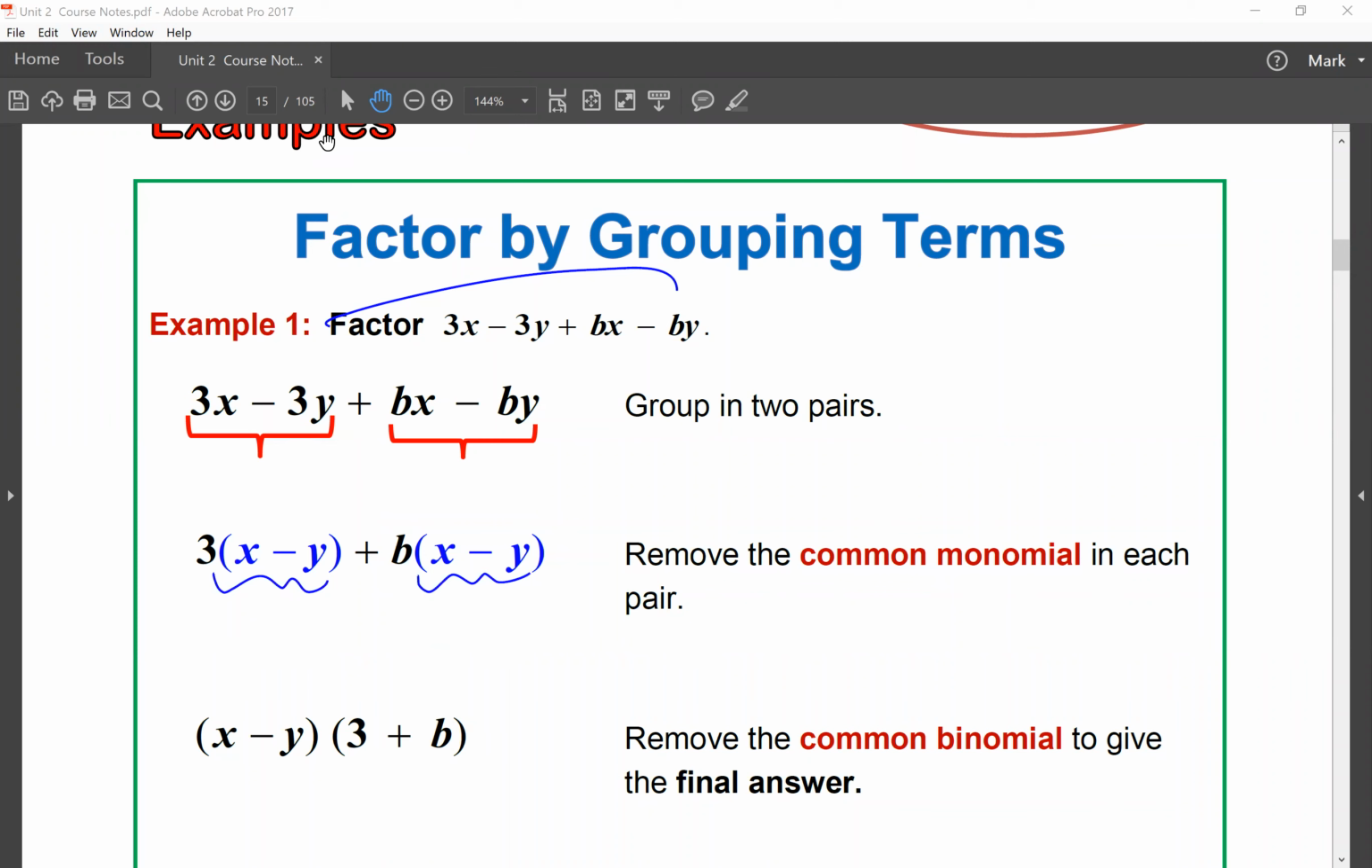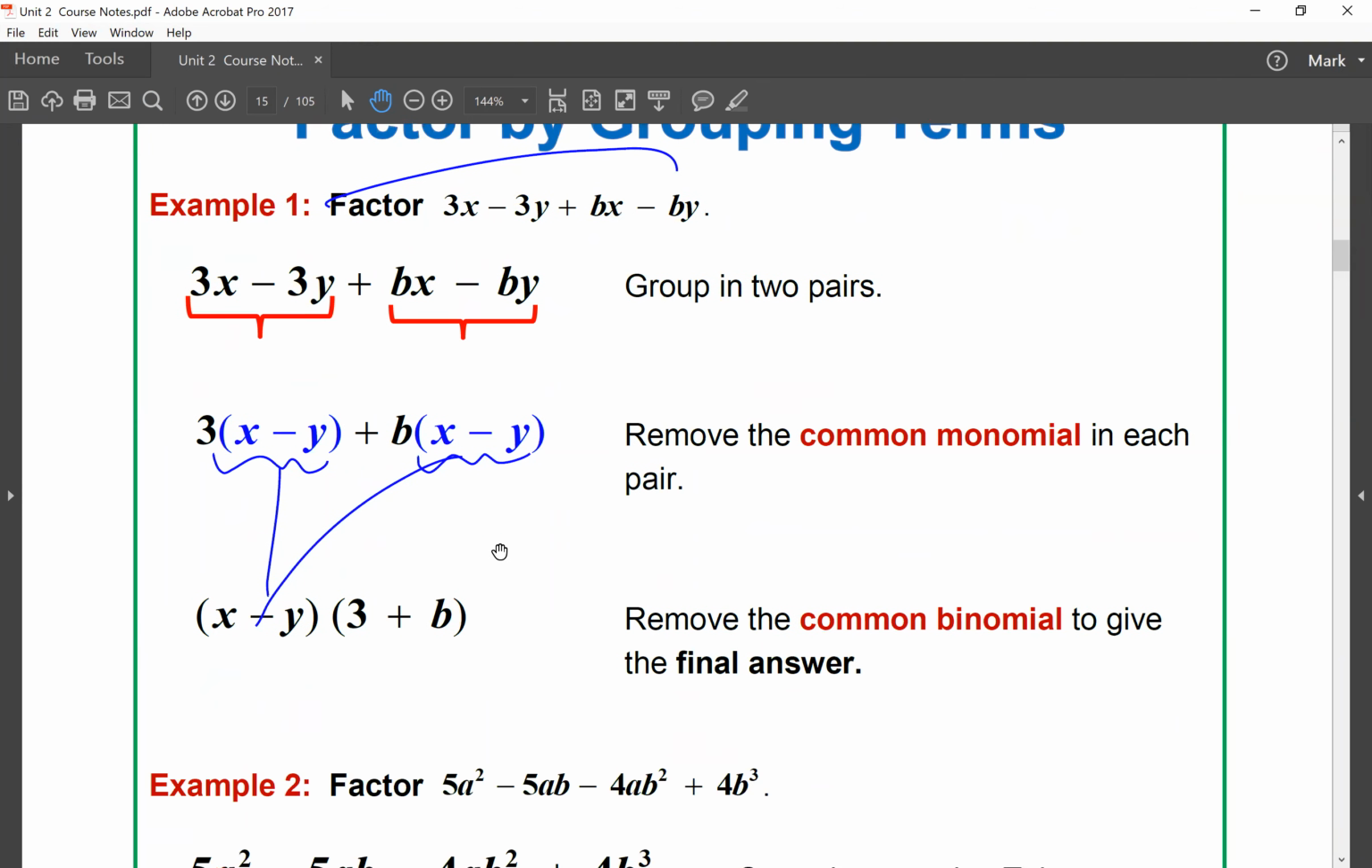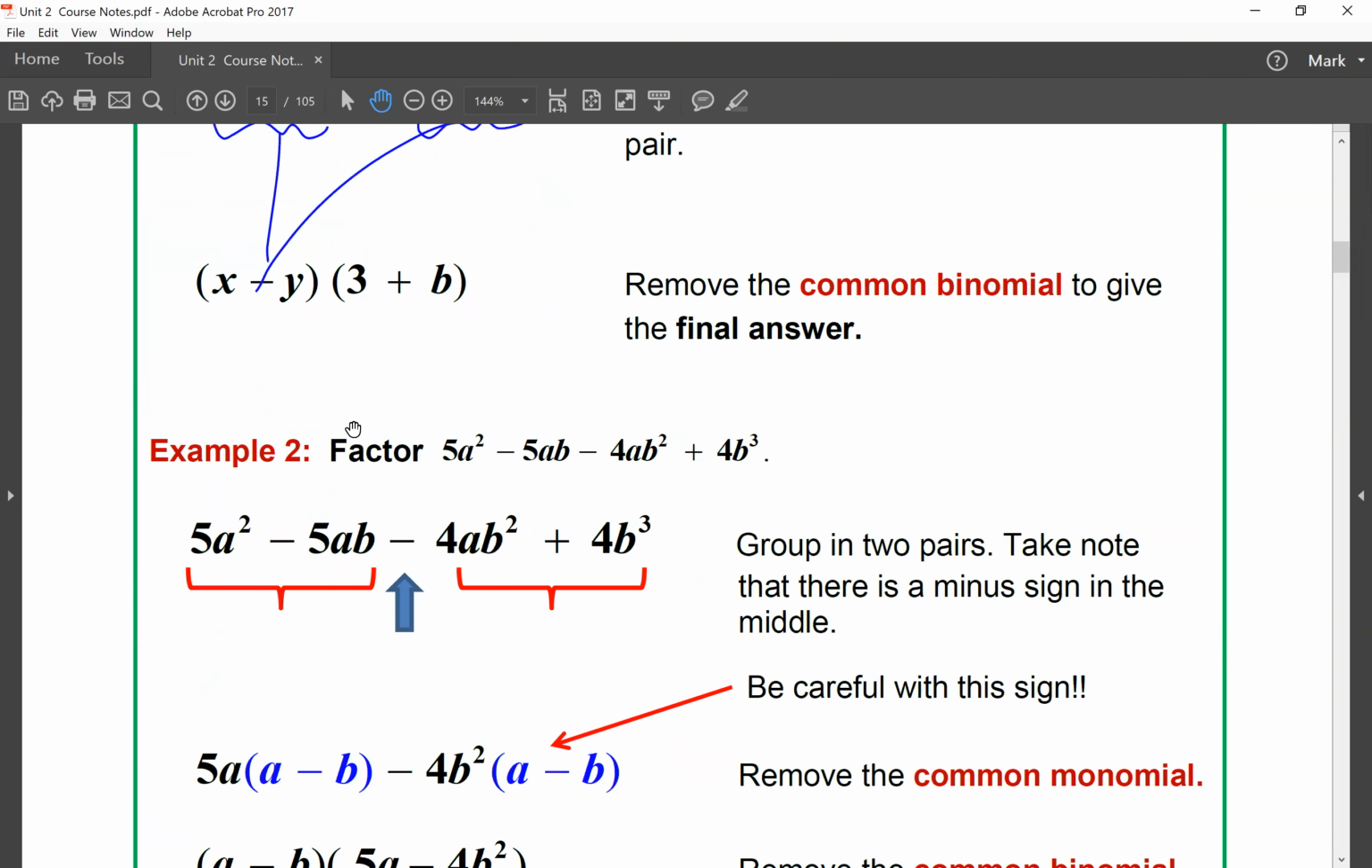Because the terms are the same, I can remove those terms. So that's where this comes from. You guys will see me do one of these in a minute. And I can write what's left, the 3 plus the b, to give me my second binomial. This is called factoring by grouping. Again, you'll see me do more of this, don't worry.